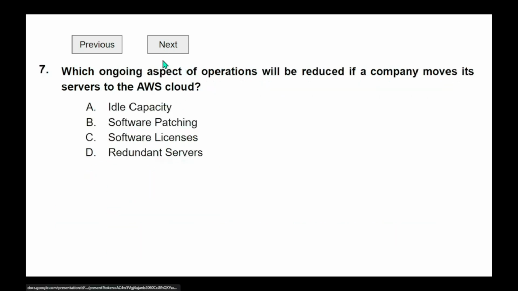Question 7. Which ongoing aspect of operations will reduce if a company moves its servers to AWS Cloud? Option A, idle capacity. Option B, software patching. Option C, software licenses. Option D, redundant servers. So we definitely want to reduce any capacity that is not working for us. So for this question, idle capacity is our answer.